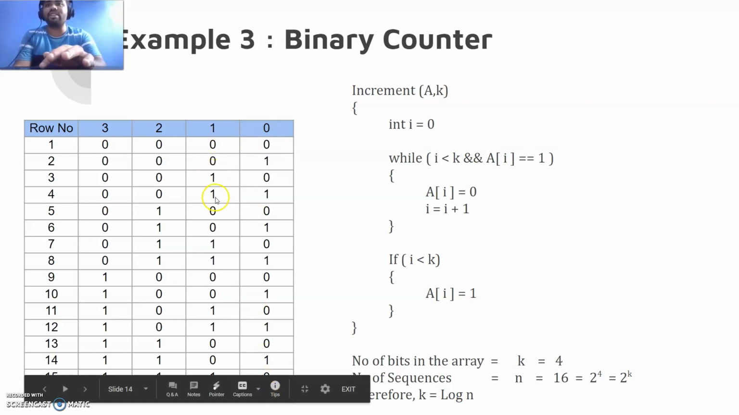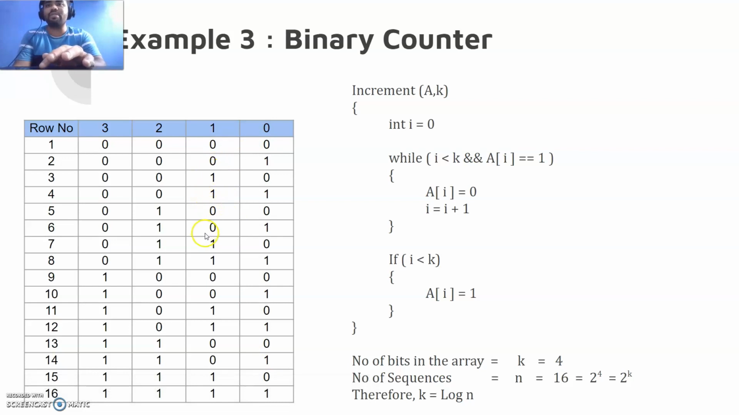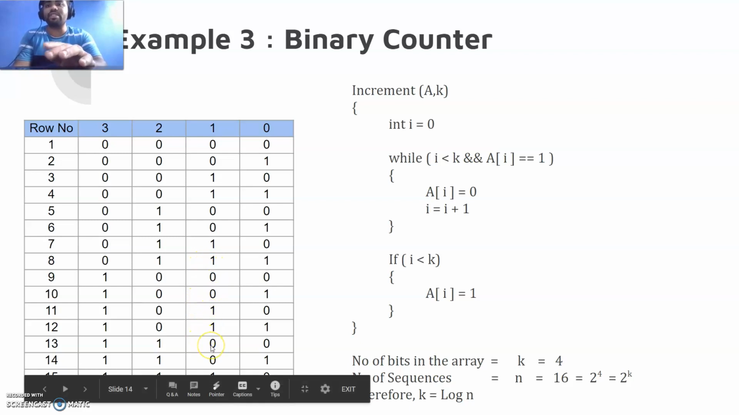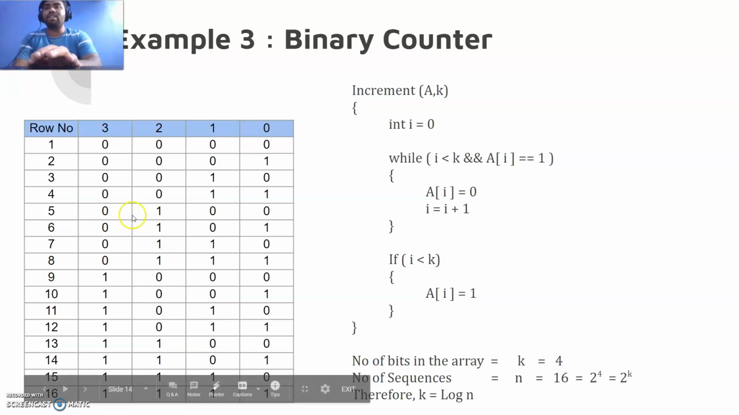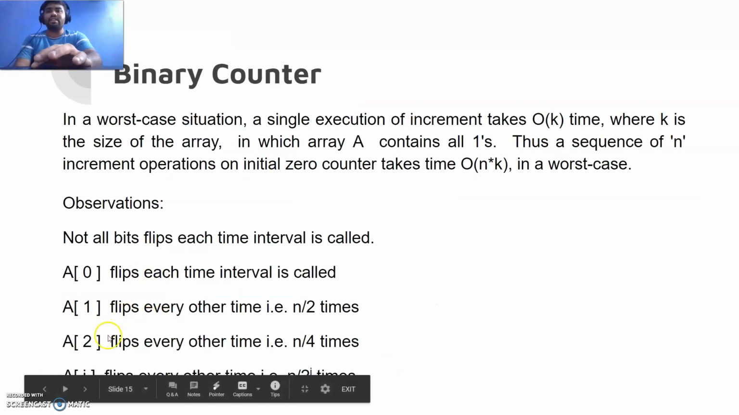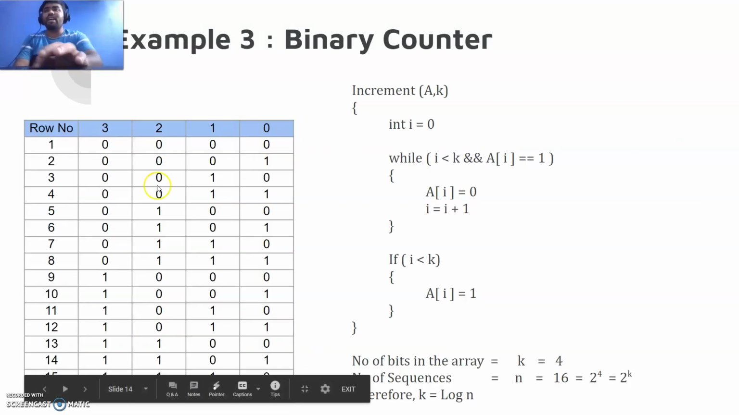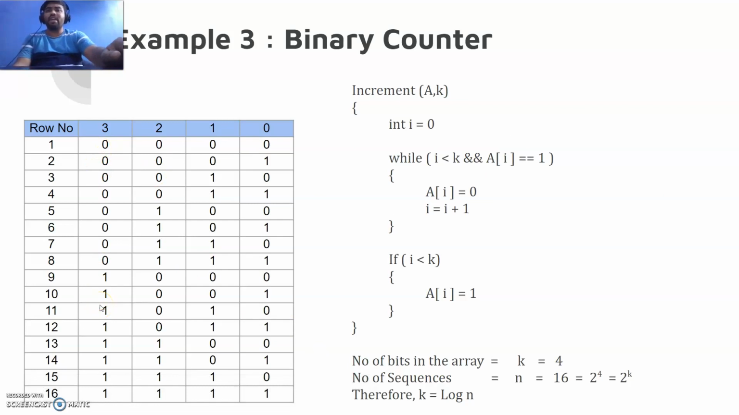So 0 to 1 is the first time, then 1 to 0 the second time, then 0 to 1 the third time, then 1 to 0 the fourth time, then 0 to 1 the fifth time, then 1 to 0 the sixth time. Similarly it goes on, and you can say that it is changing with respect to n, roughly n by 2 times. Similarly, this one is flipping n by 4 times. And the last one is flipping almost n by 2 times.